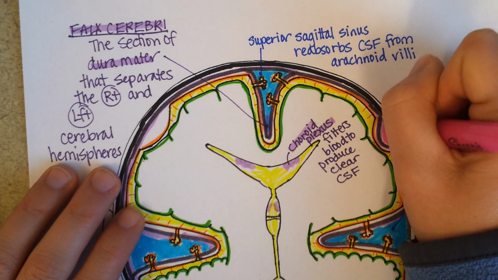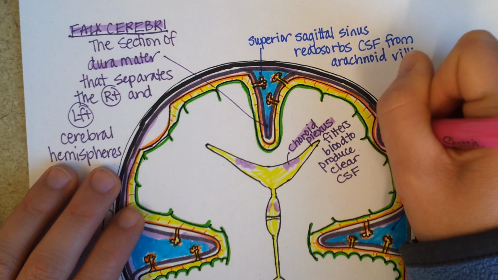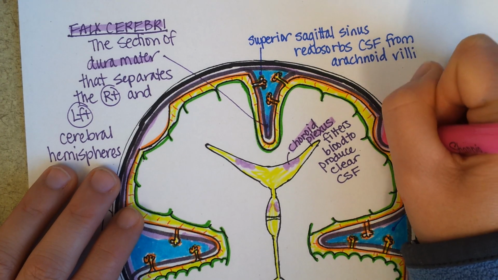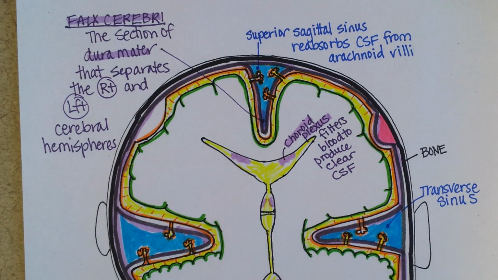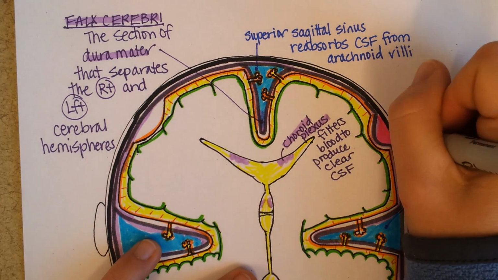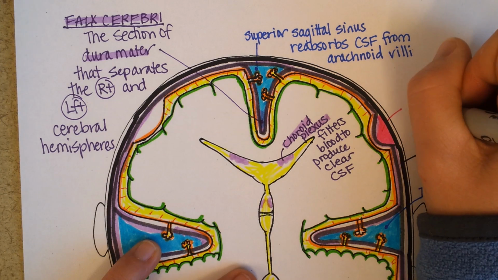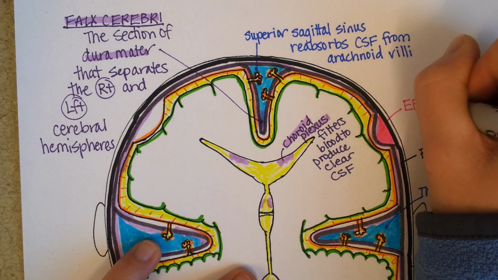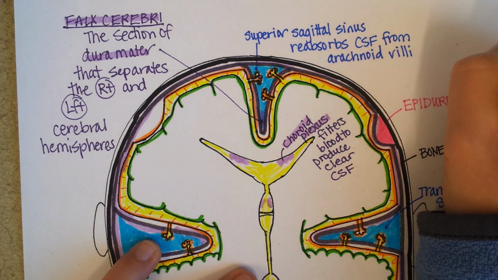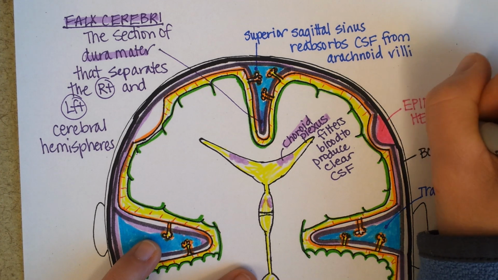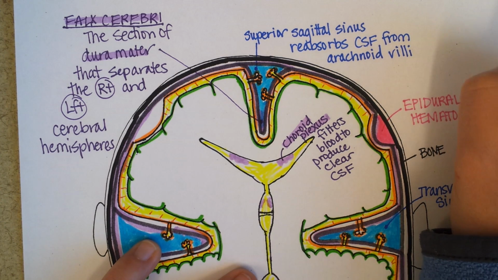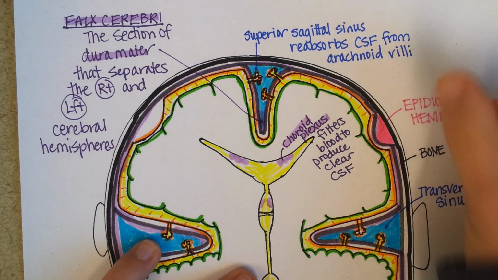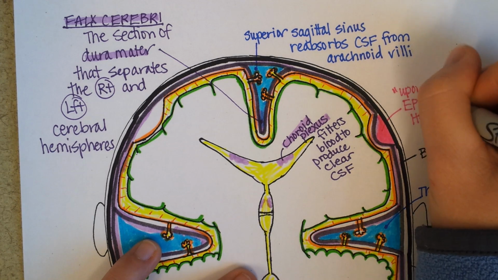So we're going to use pink right here, because this would be arterial blood. Arterial blood in the brain is oxygenated. So this could be a pretty serious brain bleed. So we call this an epidural hematoma. Epidural because it's upon the dura.